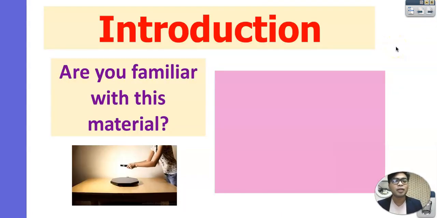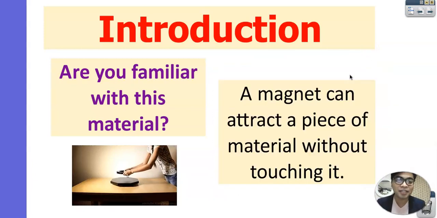So let's take a look at the picture that I have right over there. Look. Oh, that device floats. So why do you think it floats? Exactly, because it contains magnets. It's no magic for you. So what's a magnet? A magnet is anything that can attract a piece of material without even touching it. And that's why you can see there that it's like floating.